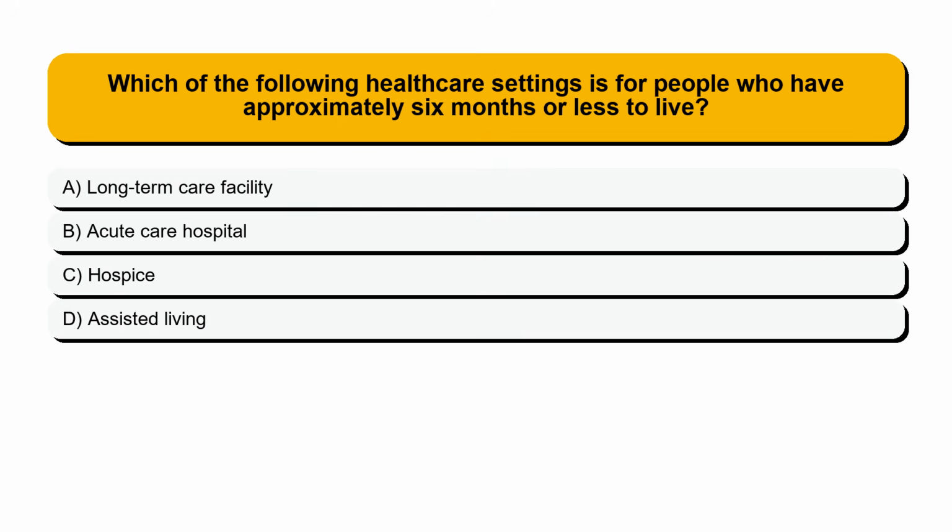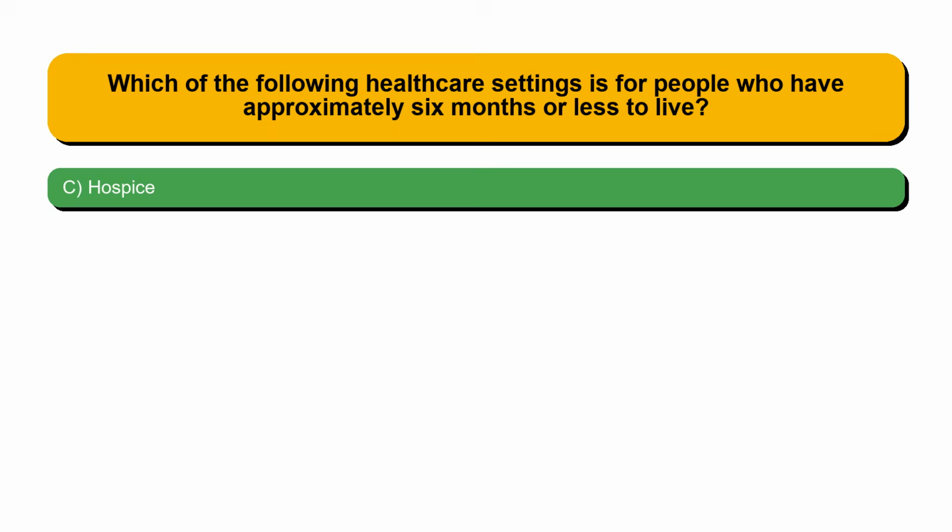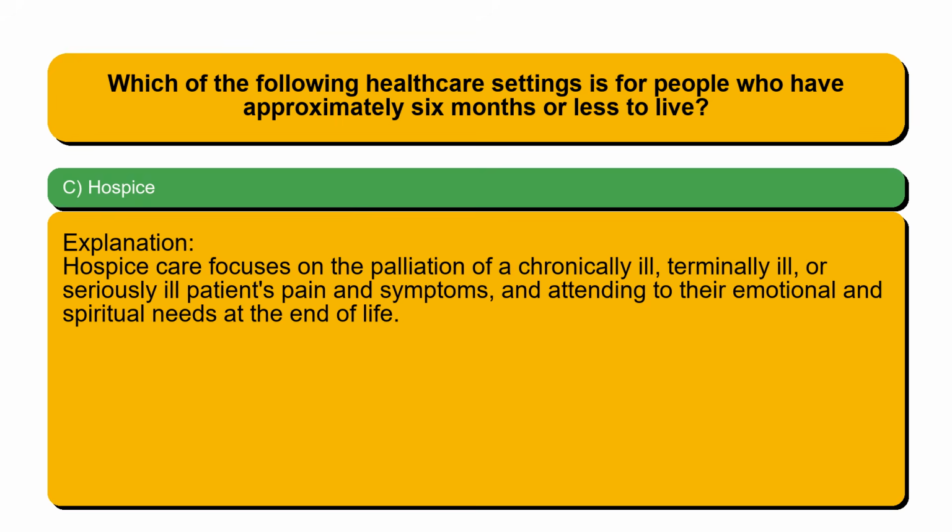Question 17. Which of the following healthcare settings is for people who have approximately 6 months or less to live? Option A, long-term care facility. Option B, acute care hospital. Option C, hospice. Option D, the assisted living. The correct answer is option C, hospice. Hospice care focuses on the palliation of a chronically ill, terminally ill, or seriously ill patient's pain and symptoms, and attending to their emotional and spiritual needs at the end of life.